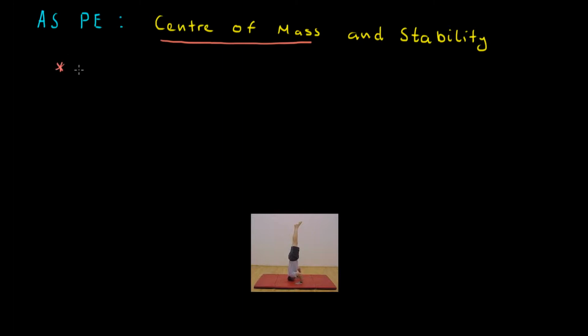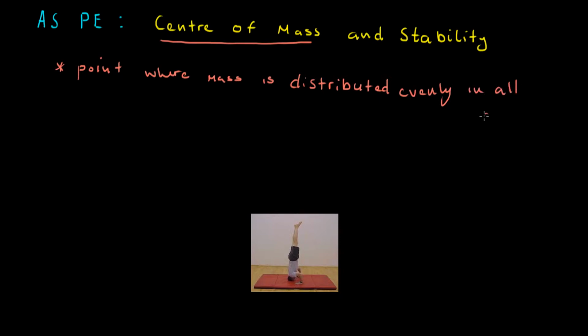Centre of mass is a point in a body, so any object, a point in a body where mass is distributed evenly in all directions. Now, when I read that or when I hear it, I have to say it doesn't mean an awful lot to me. Let me write it in first of all: evenly in all directions. Okay, so it's not the most intuitive of concepts.